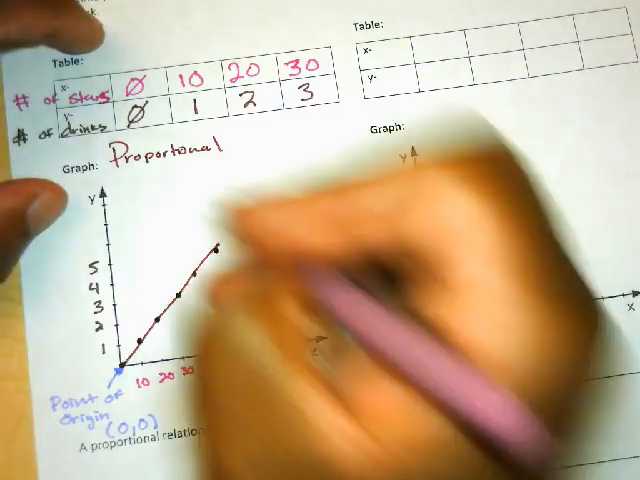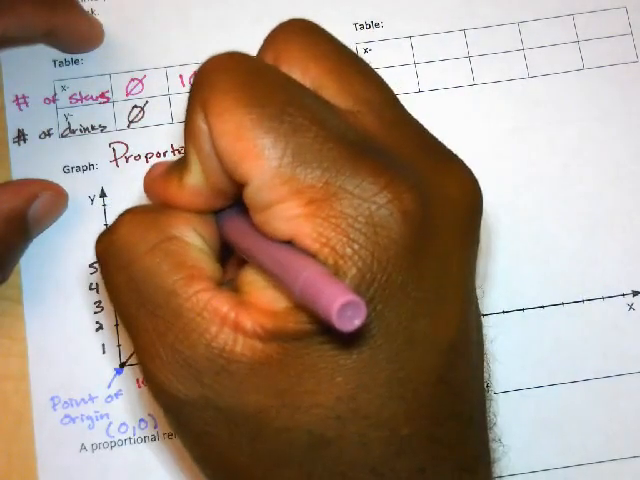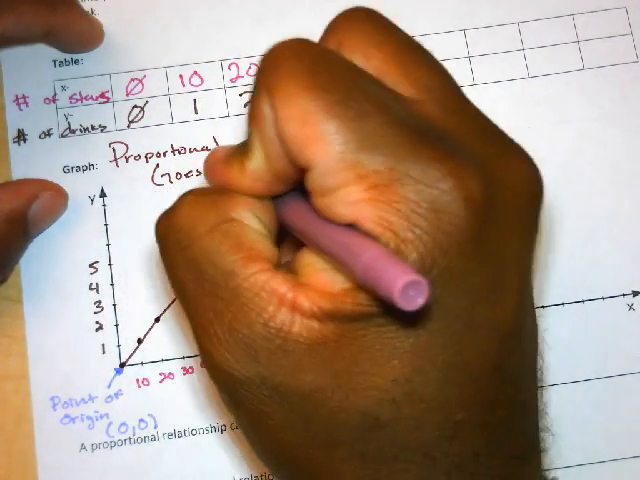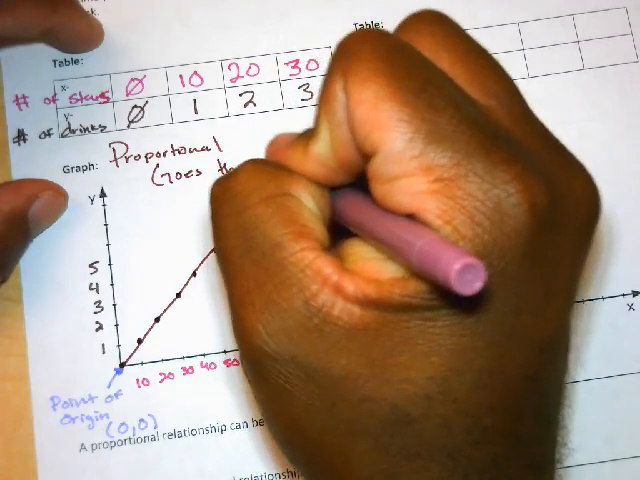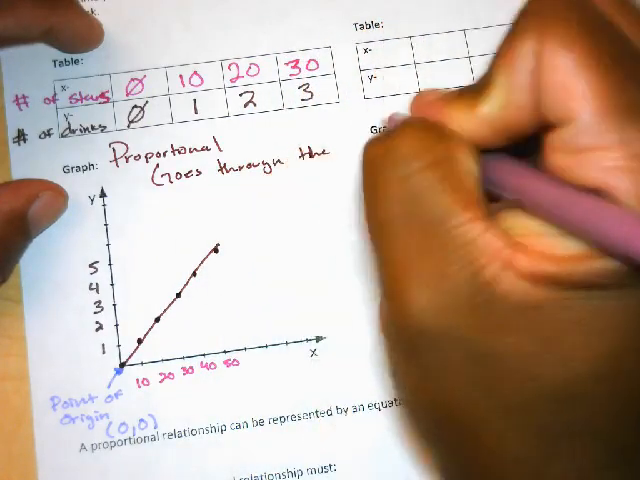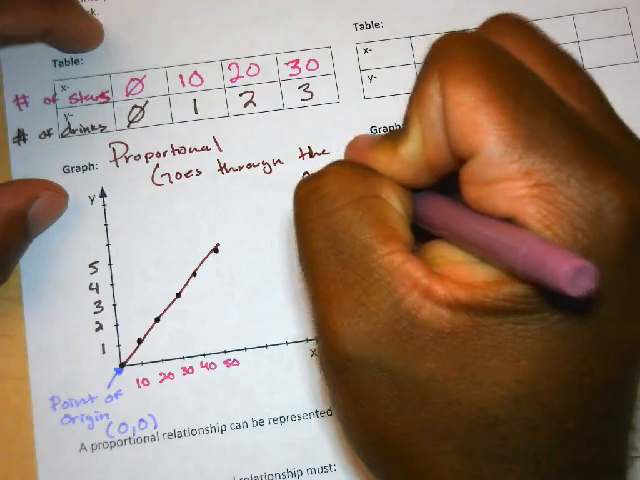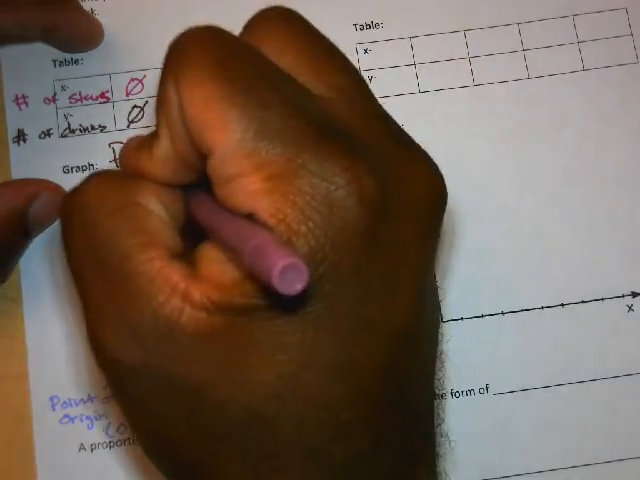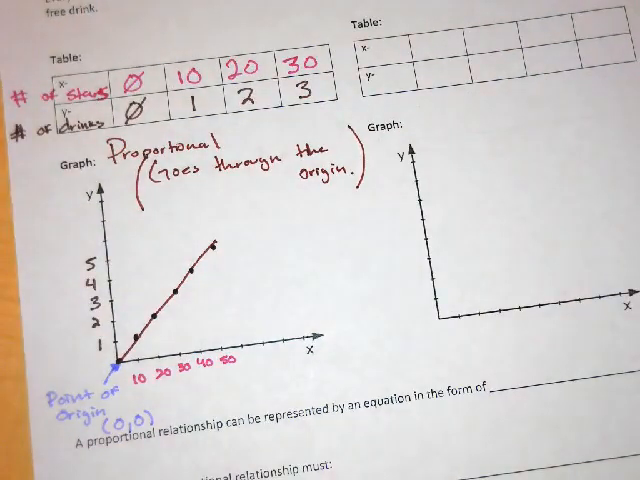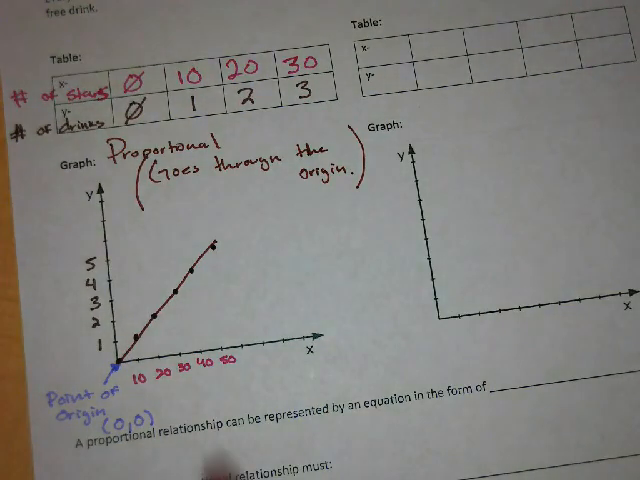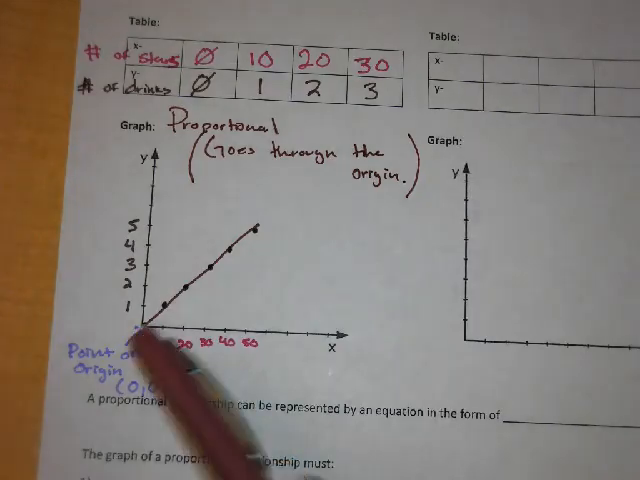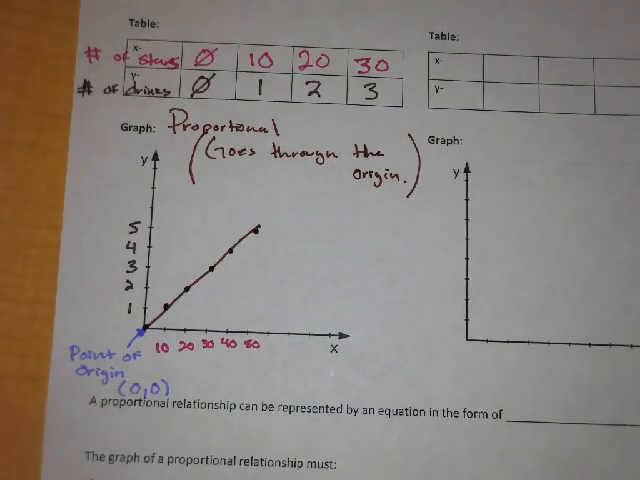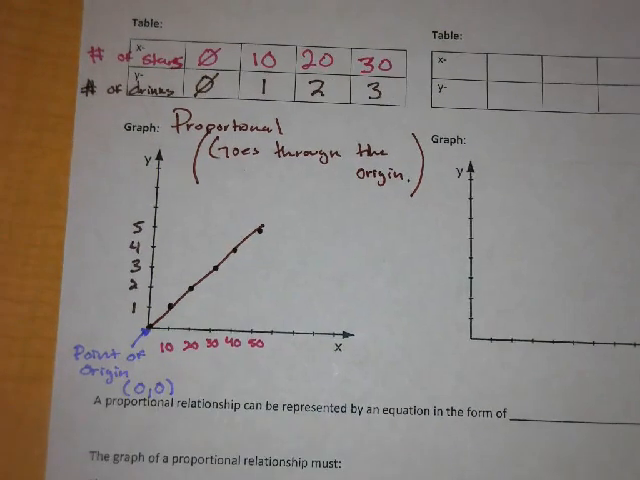How do I know it's proportional? Because it goes through the origin. So I know it's proportional because it goes through the origin, and the origin's here. If I'm looking at the graph, I can tell you right away this is proportional because that graph goes through the origin.